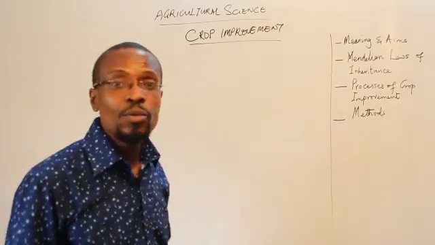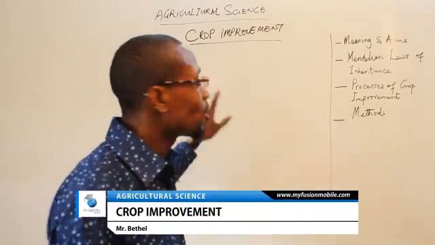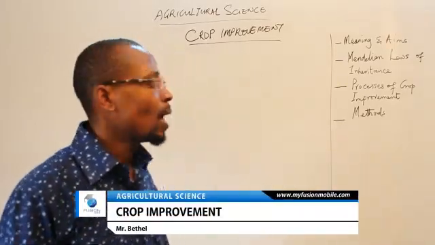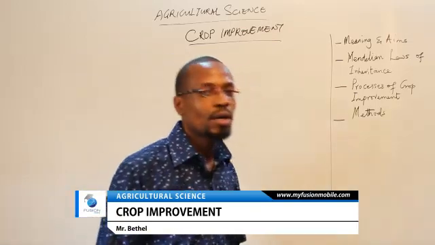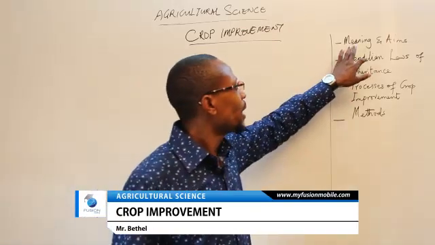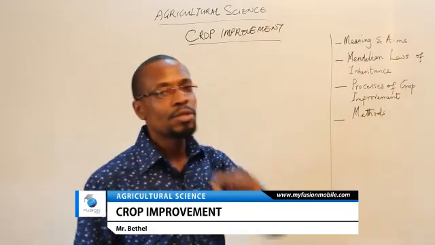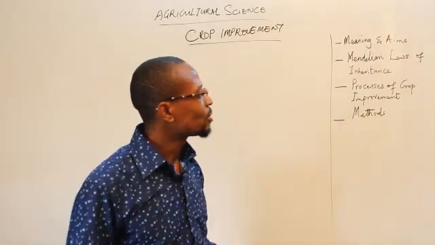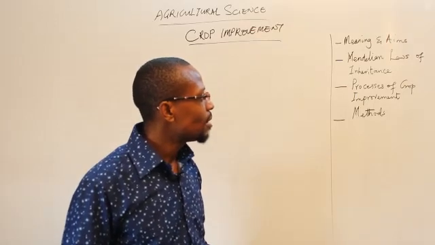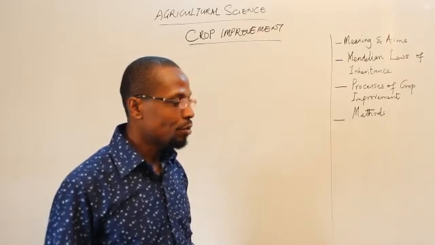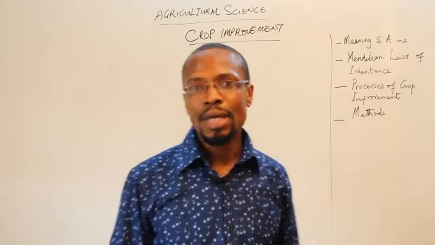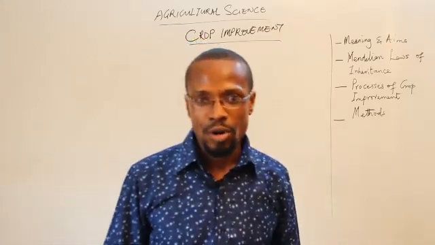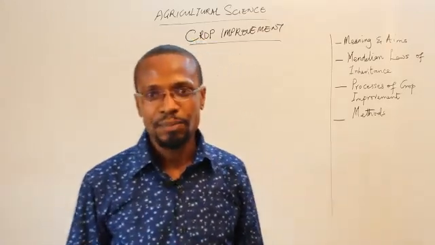In this lesson, we will be considering crop improvement, and the subtitles under crop improvement. We have meaning and aims of crop improvement, Mendelian laws of inheritance, processes of crop improvement, and methods of crop improvement.